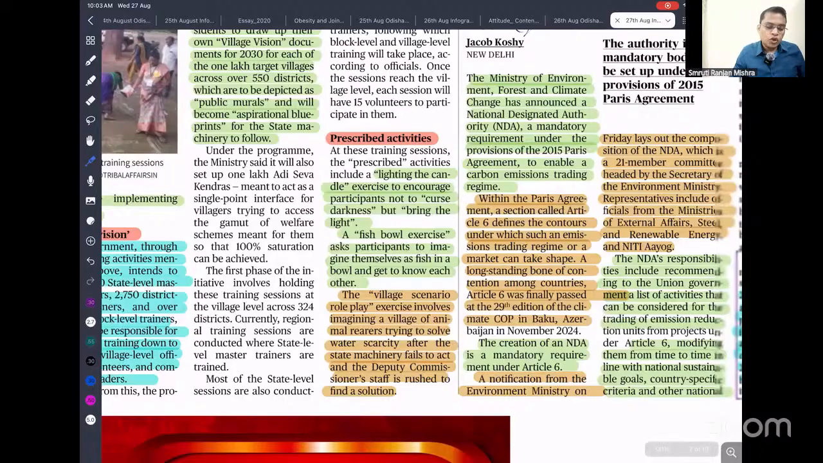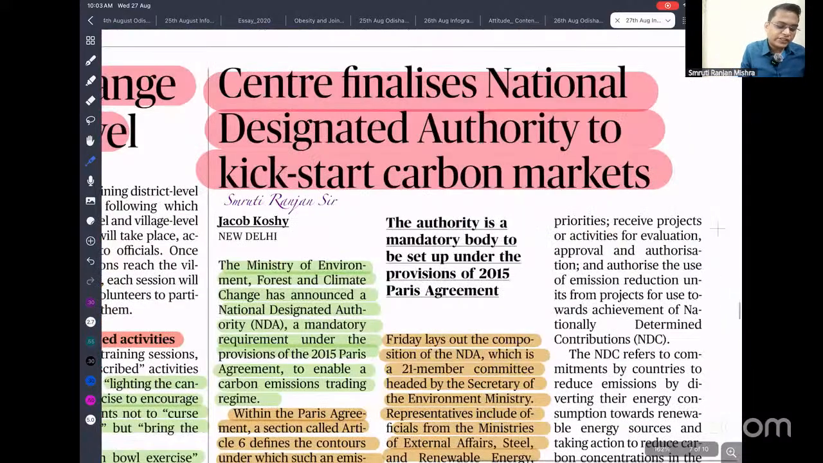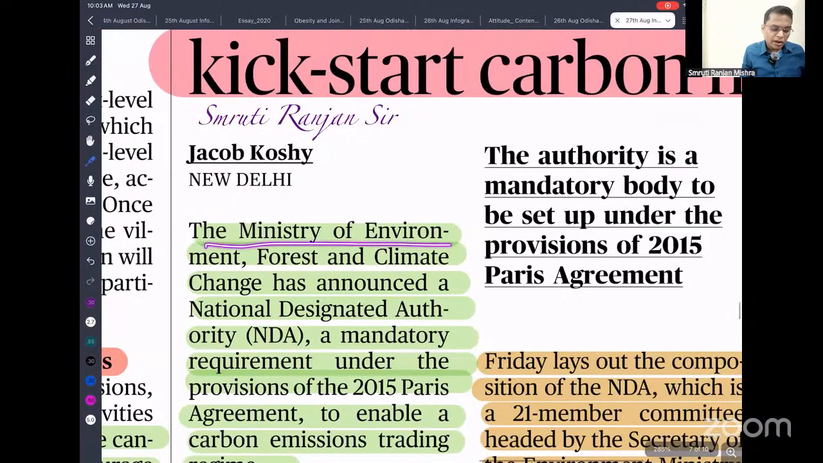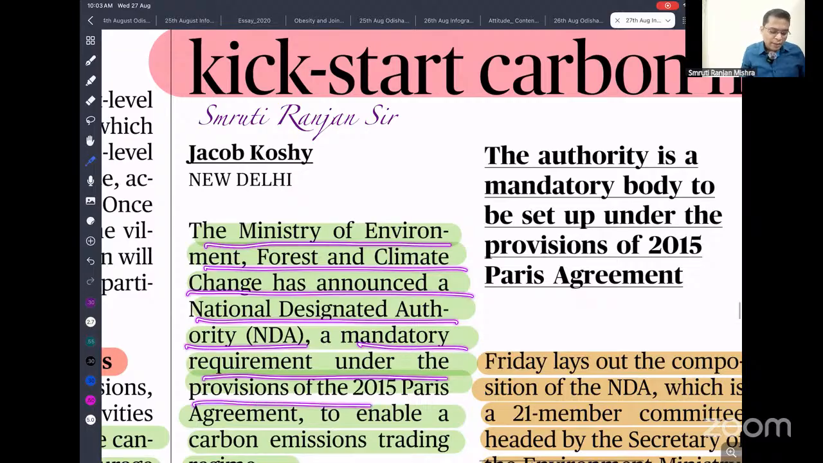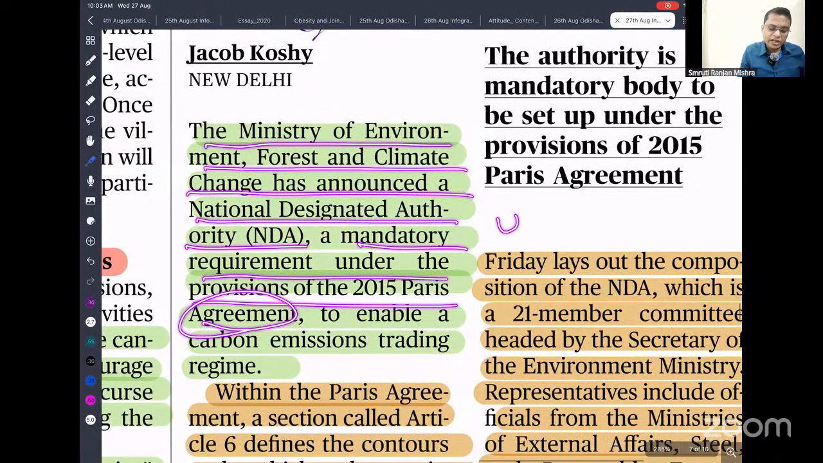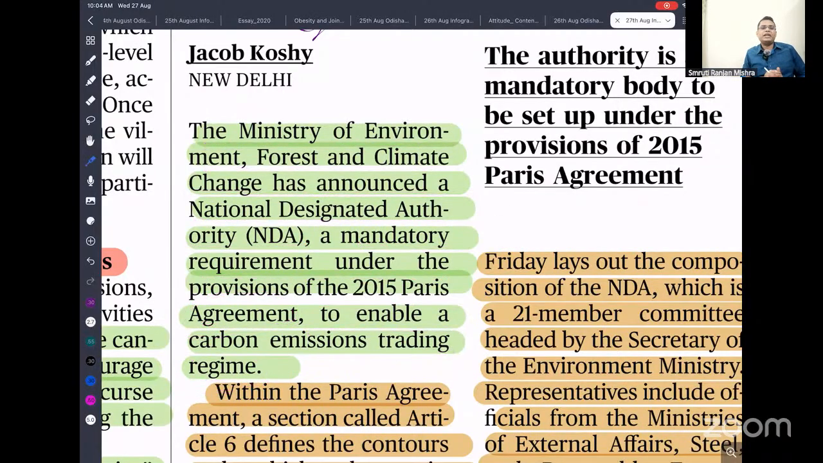So the next important news is the Centre finalizing the National Designated Authority, NDA. This is very important, they can ask about it in the UPSC exam also. So what is the role of the National Designated Authority? The Ministry of Environment, Forest and Climate Change announced the National Designated Authority, a mandatory requirement under the Paris Agreement of the UNFCCC, United Nations Framework Convention on Climate Change, for a carbon emissions trading regime, to ensure that those who are excess emitting can trade their carbon with those who save carbon. So we need a National Designated Authority.